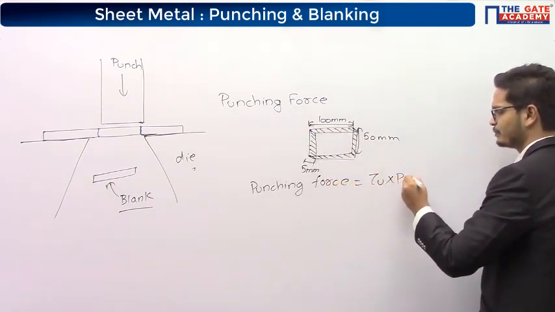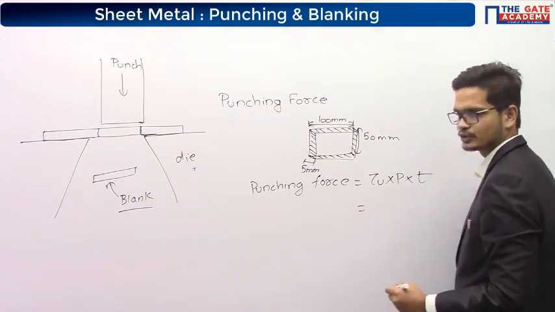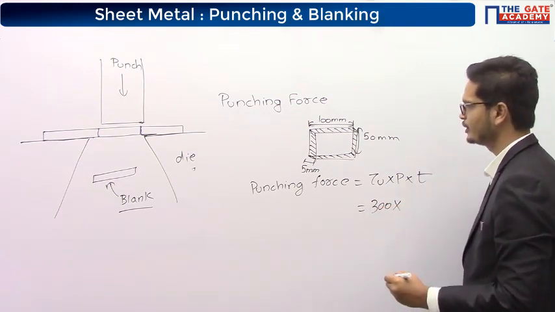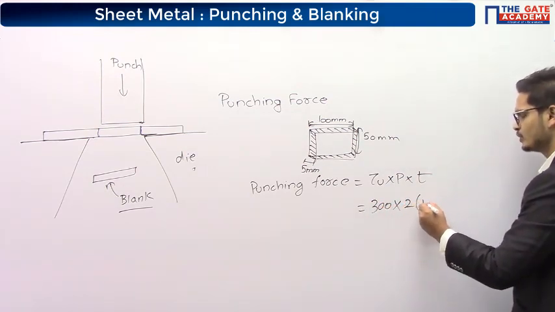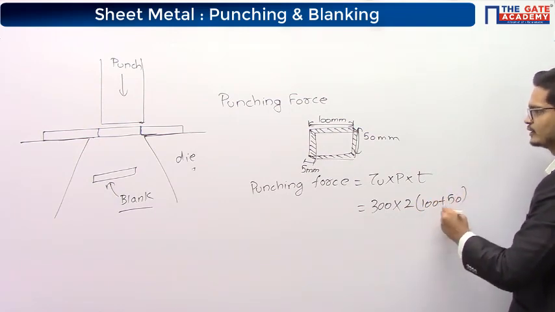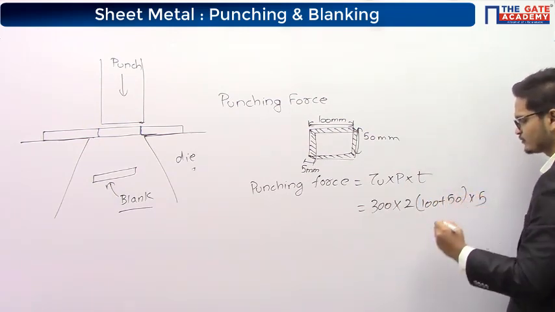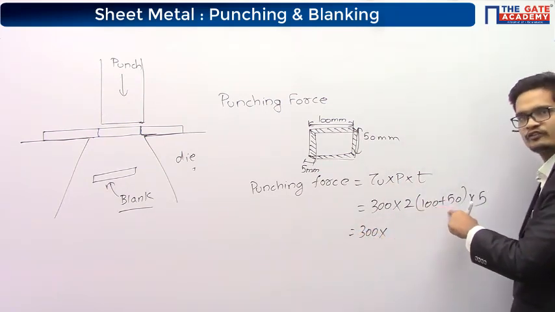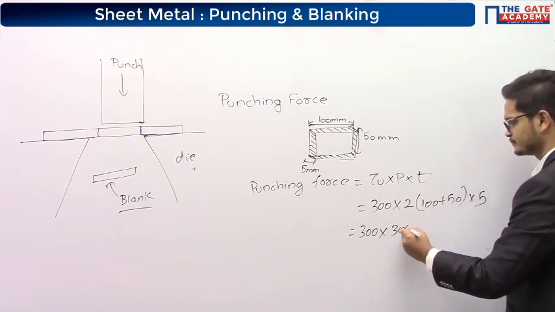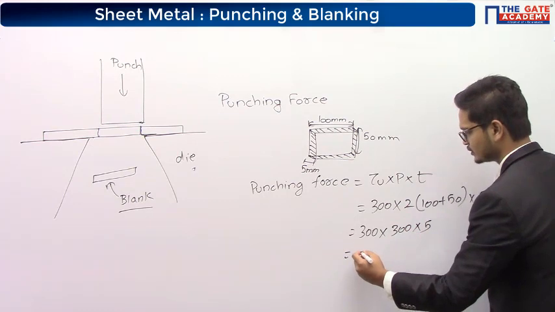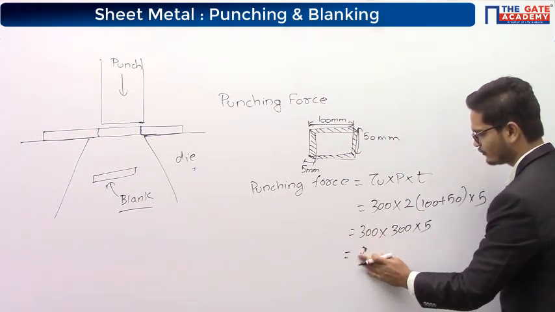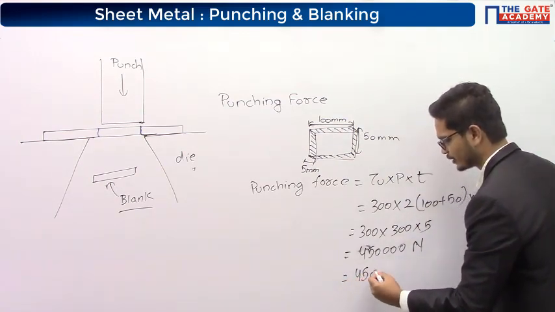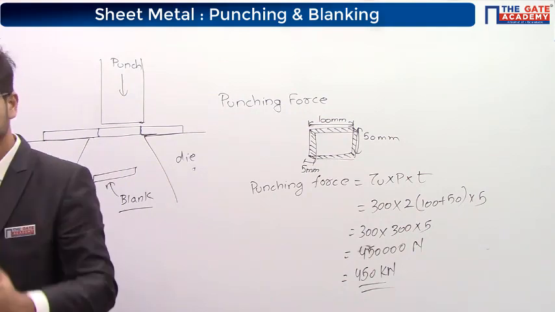So it is tau u into perimeter into thickness. Tau u is given as 300 megapascal. So 300 into perimeter, and the perimeter is 2 into (100 plus 50), into the thickness, which is 5. So 300 into 2 into 150 into 5. It is 90,000 into 5, which is 450,000 Newton. So it is 450 kilonewton.